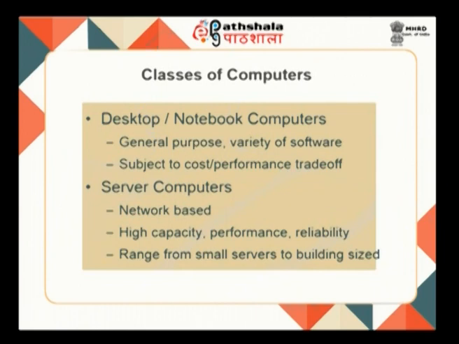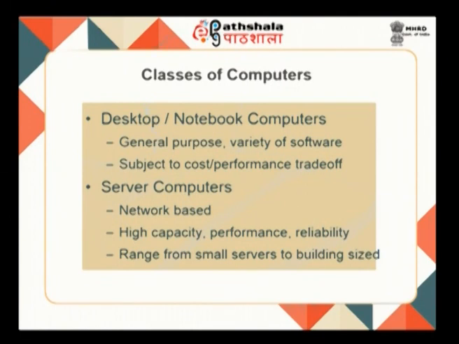Now, before we look at more details of other components, we look at the classes of computer systems. You have different classes or types of computer systems available. One is desktop or notebook computers, which is the most competitive market. You are looking at general purpose applications here, where you plan to run a lot of applications, and the main constraint is the cost performance trade-off. The next category of computer systems is server systems, which are network based.